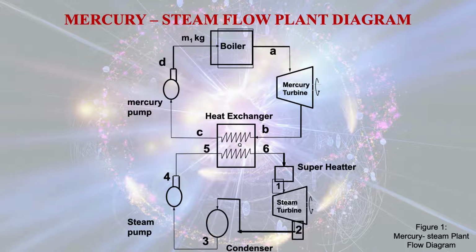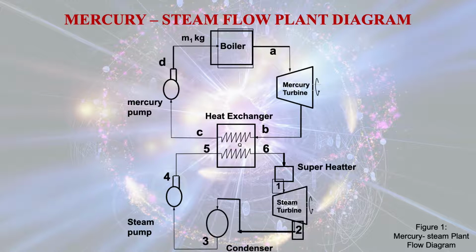After doing work in the mercury turbine from state A to state B, it enters the heat exchanger and heat is being transferred from the mercury to the water, which is coming out from point 5. Now at point C, the mercury vapor will be condensed into liquid mercury, and that is just entering the mercury pump. After that, the mercury pump pumps the liquid mercury to the boiler.